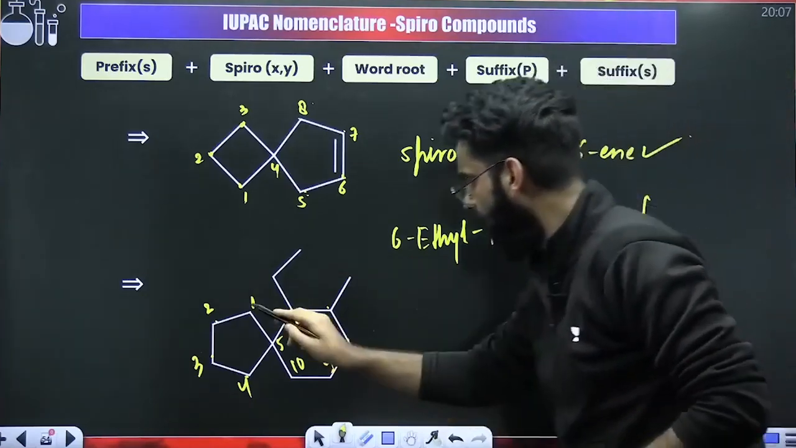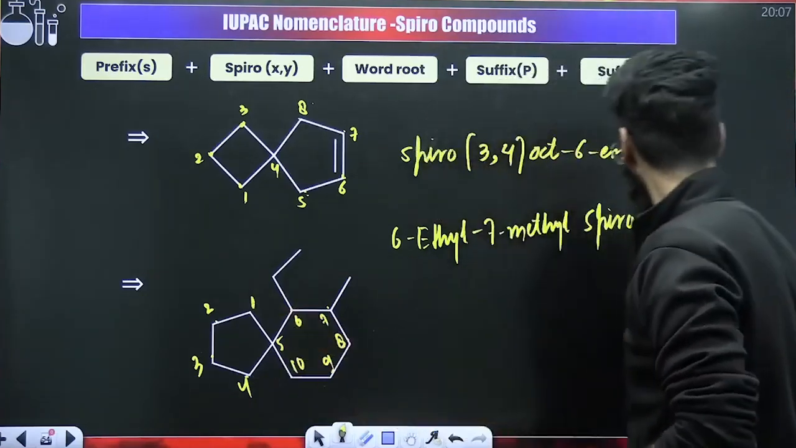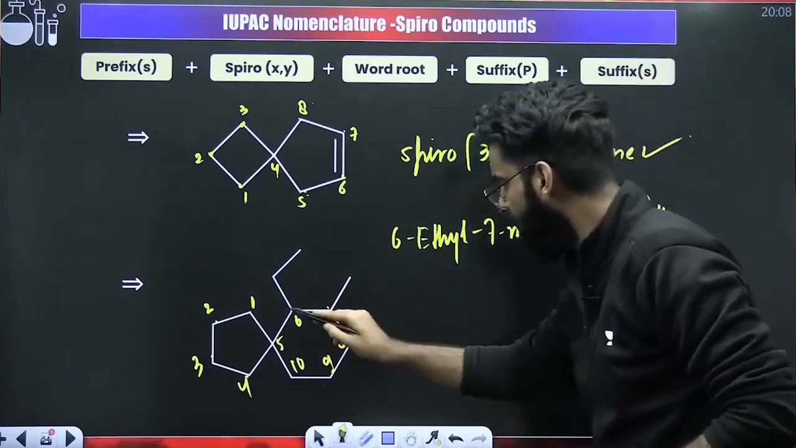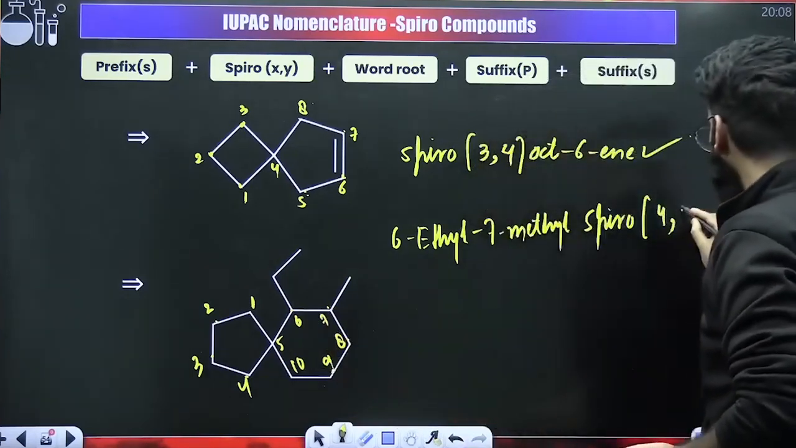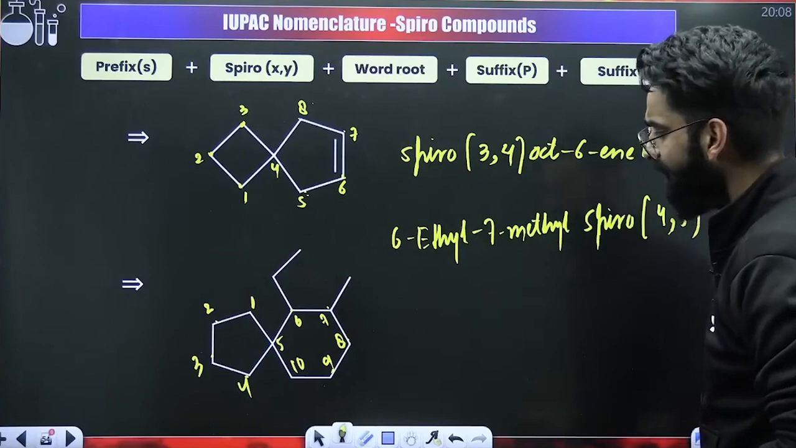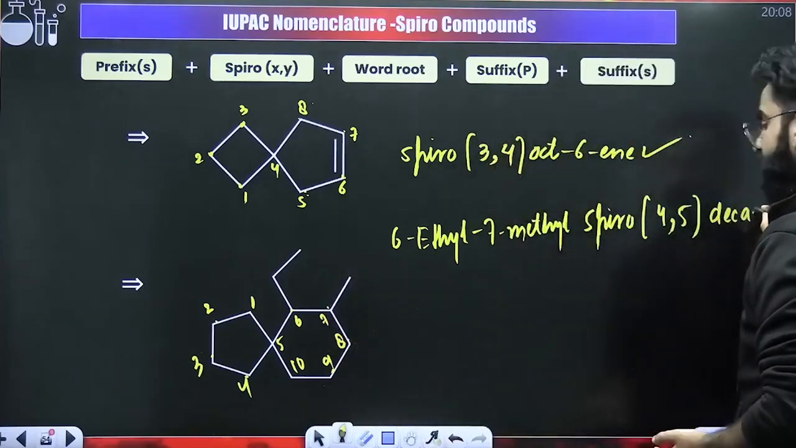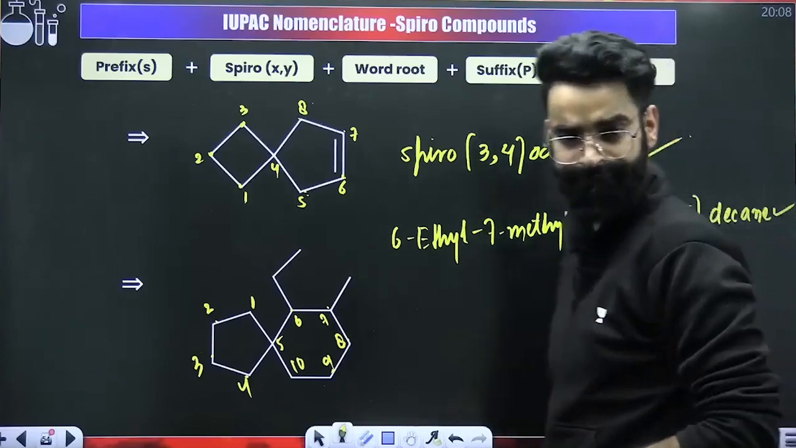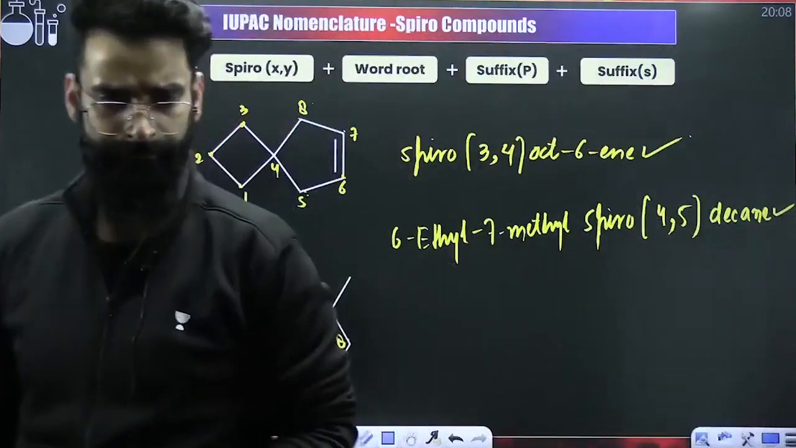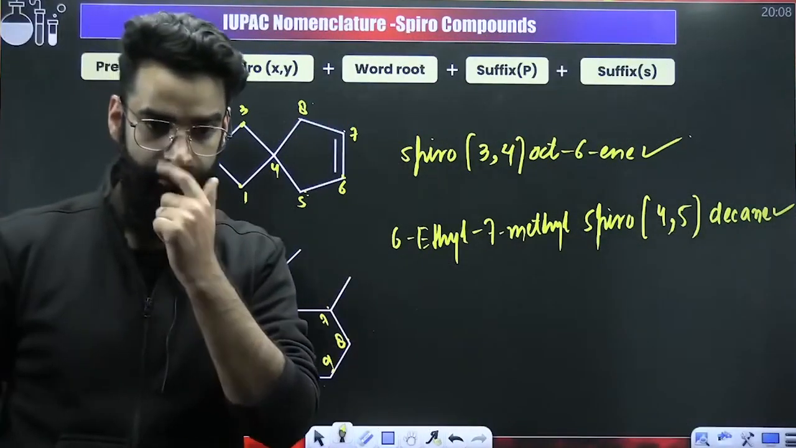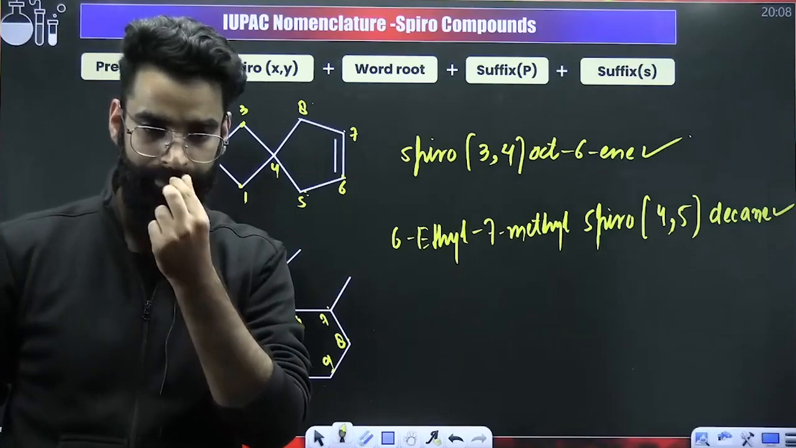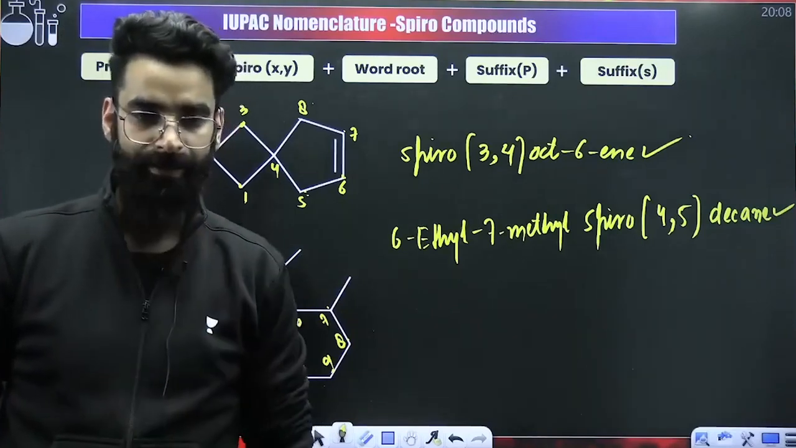So Spiro, 1, 2, 3, 4. 4 carbon atoms in the smaller ring. 1, 2, 3, 4, 5. 5 carbon atoms in the larger ring, right? In the main chain, total 10 carbon atoms, so it's dec. Everywhere is a single bond, so decane. Right, people?